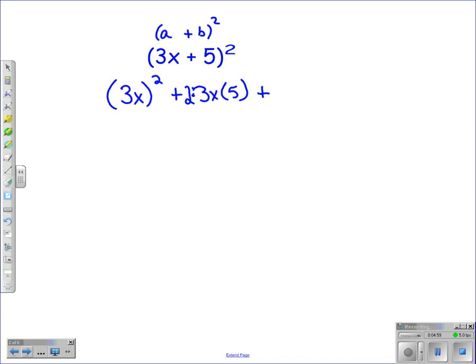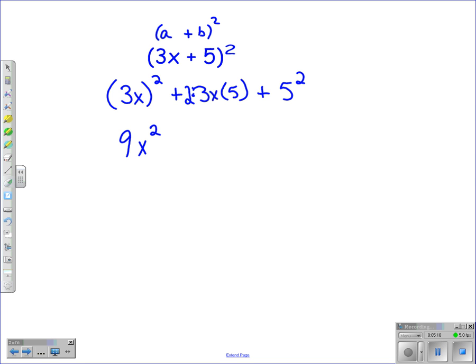And the last part is b squared. 5 is our b, so we're going to square the 5. Now when you're squaring that first term, that 3x, you have to square the constant and you have to square the variable. 3 squared becomes 9, x squared is x squared.